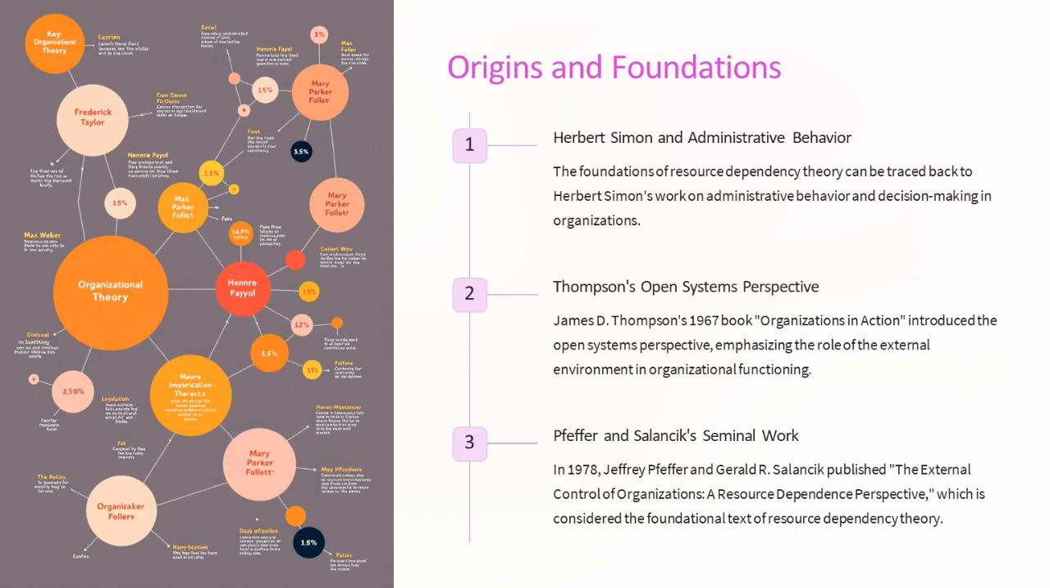The foundations of resource dependency theory can be traced back to Herbert Simon's work on administrative behavior and decision-making in organizations. James D. Thompson's 1967 book, Organizations in Action, introduced the open systems perspective, emphasizing the role of the external environment in organizational functioning. Jeffrey Pfeffer and Gerald R. Salancik's seminal work, The External Control of Organizations: A Resource Dependence Perspective, is considered the foundational text of resource dependency theory.